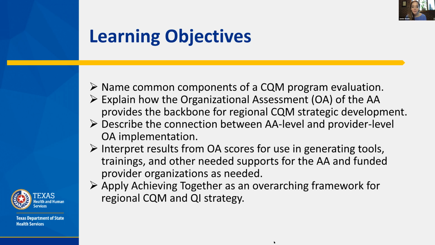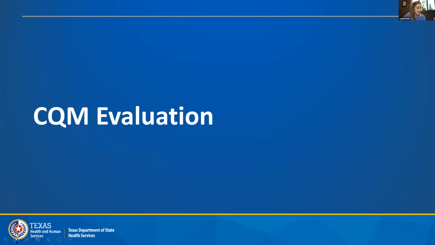And then Michael specifically is also going to talk about how we can apply Achieving Together as that overarching framework for your strategy, in combination and in alignment with those organizational assessments. And I believe we're going to head into a poll as the next bit, and I might turn that back over to Michael. All right, thanks, Jamie.